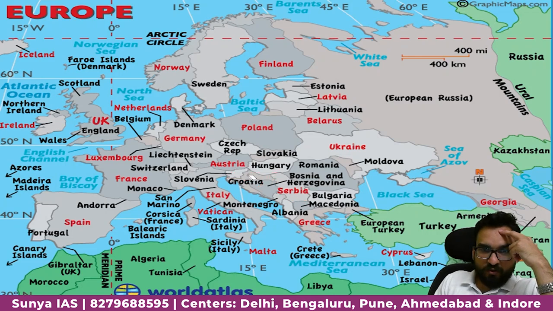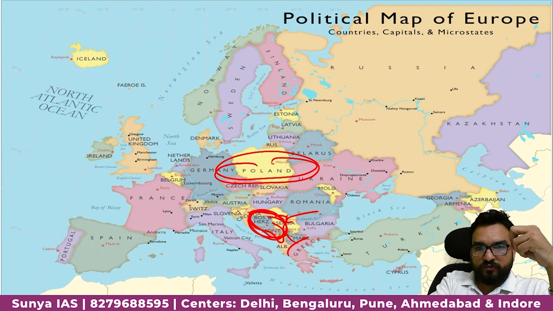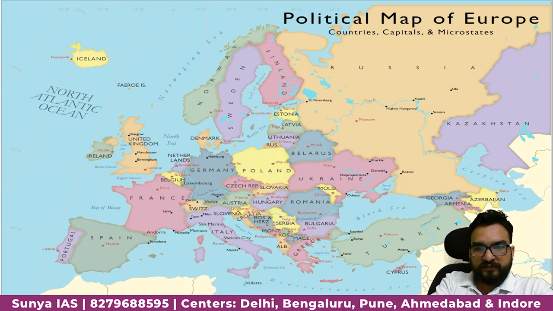And this Serbia is wrongly mentioned over here. Basically one part has been separated from Serbia and it has become Kosovo. So remember, like that, one more place will come over here. Let me show you in this particular map if they have shown it correctly, guys. Yes, they have shown it correctly over here.